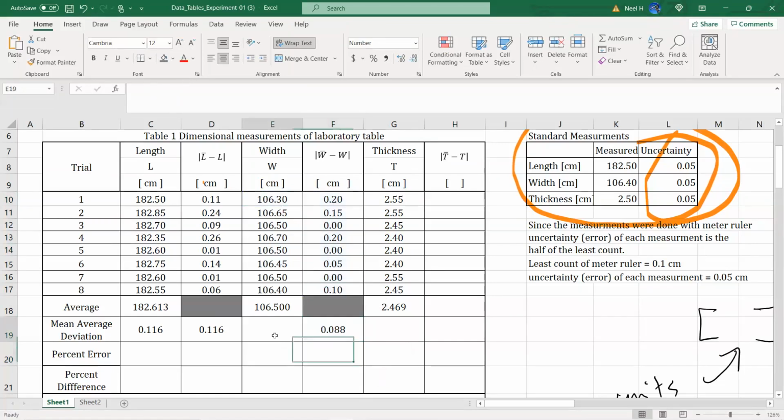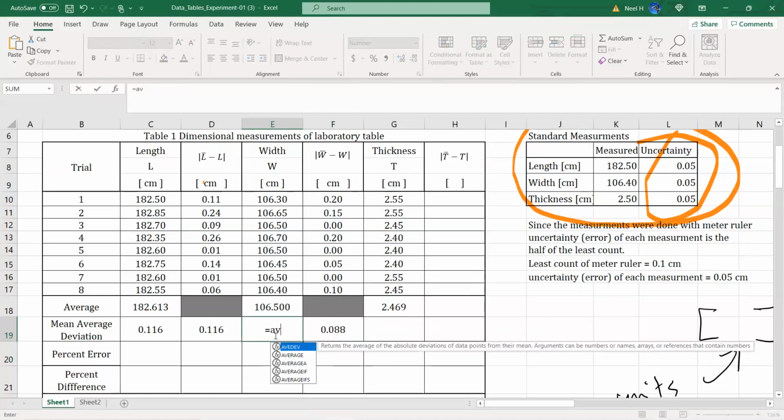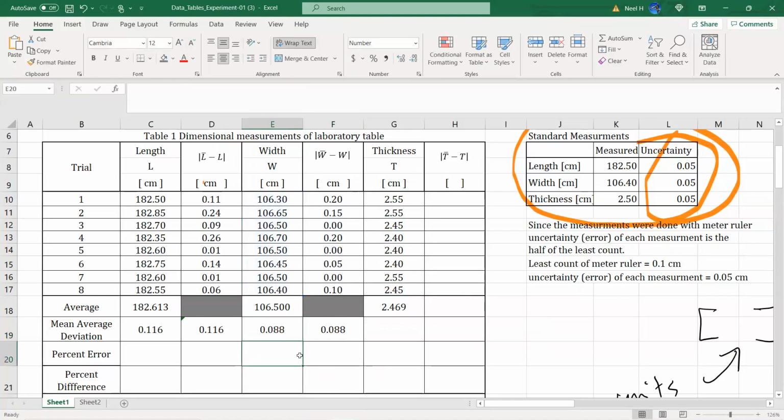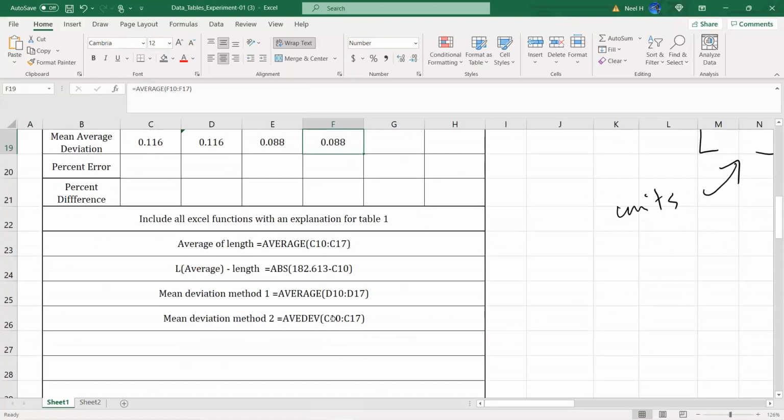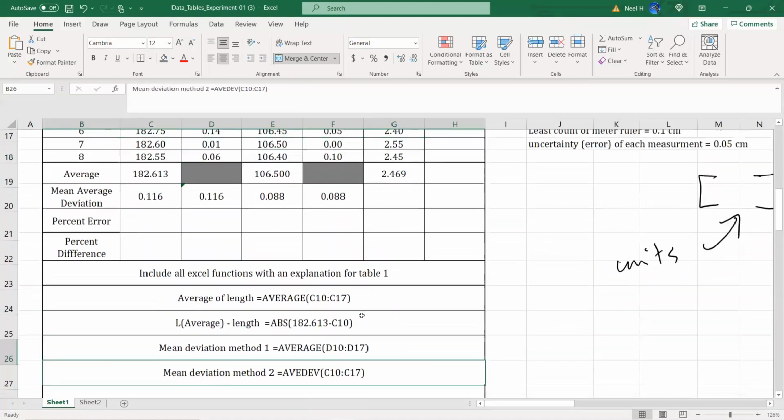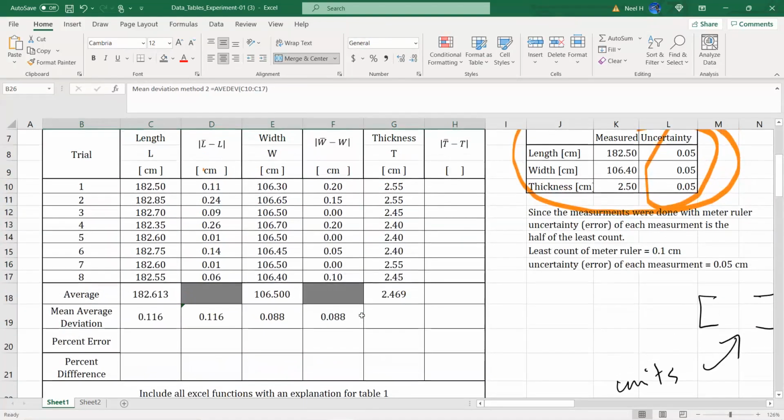Then we'll try that with the single command, equal AVEDEV, average deviation, highlight the data set only for the width, and hit enter. I'm getting exactly the same number, okay? Since the function is the same, I'm not going to add those functions here. But if you like, you can add this function in here. That's okay, but it's not required, okay? Question?